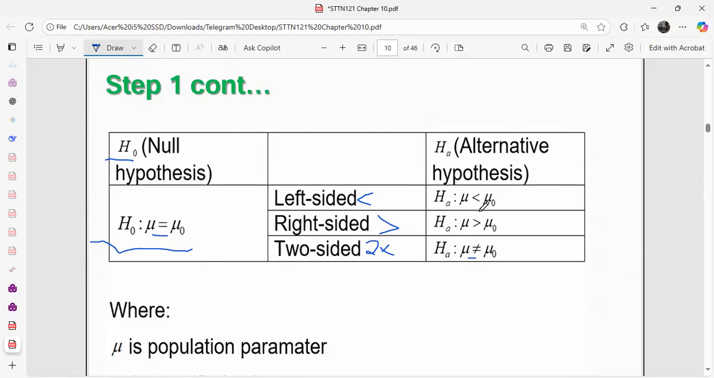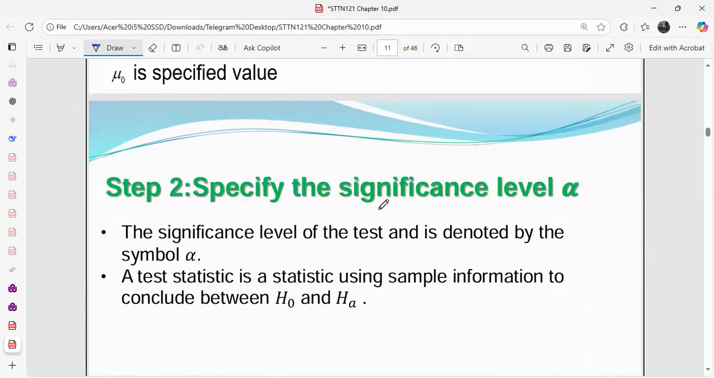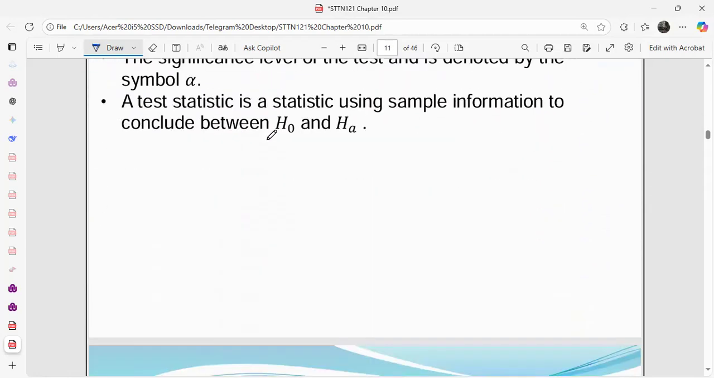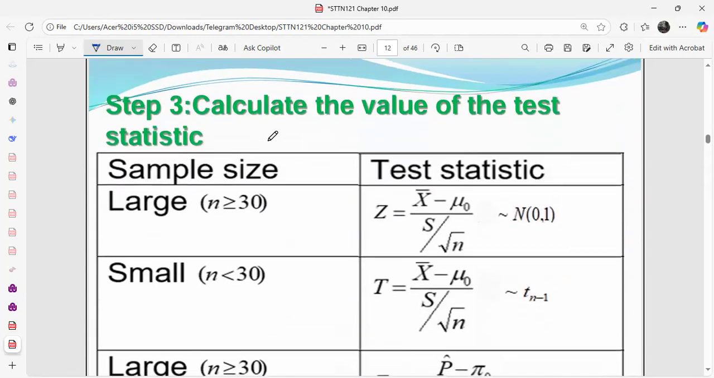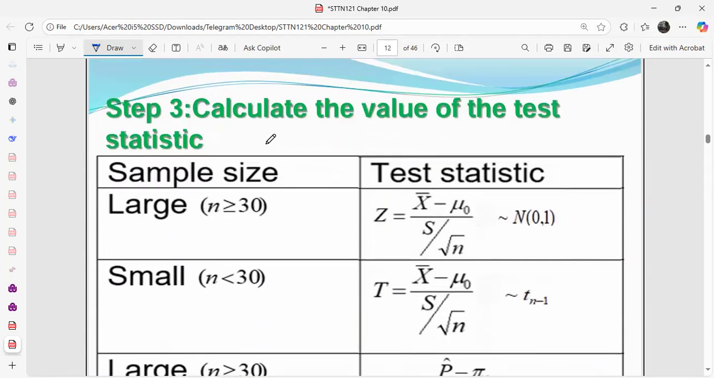So the alternative, these symbols depend on the question that you will be given, or the statement. So specify this. All right, now this is very important.